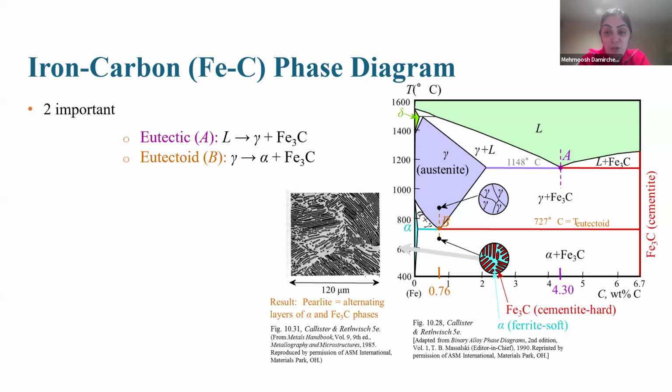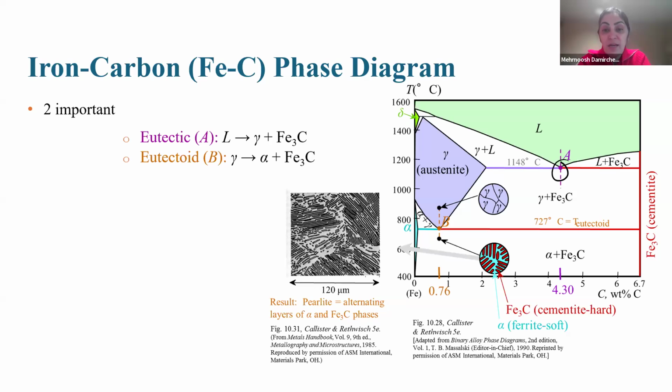Okay, the iron carbon phase diagram is very important in material science and mechanical engineering, for the relation between mechanical properties and microstructures. It helps us understand how different microstructures form in steel and cast iron as temperature and carbon content change. There are two very important transformation points that you see in this phase diagram. The first one is eutectic, that is the A point. If I show you this point, it is eutectic. Above that we have the liquid, and below that we have two solid phases, gamma plus Fe3C.